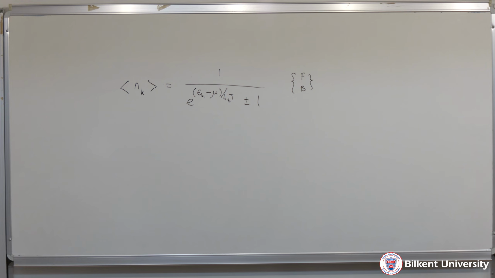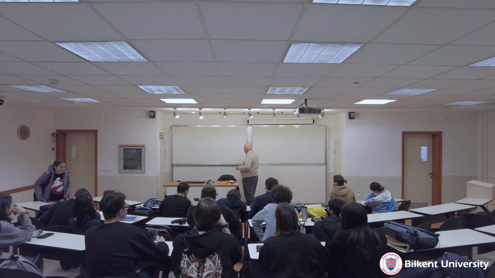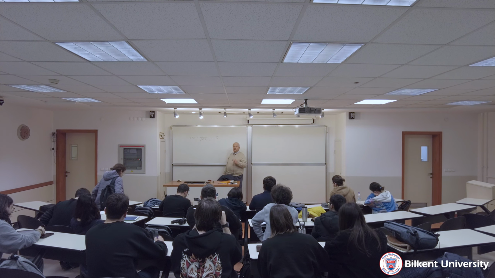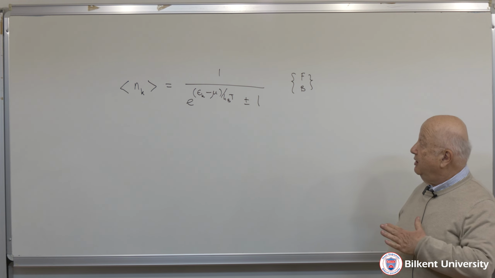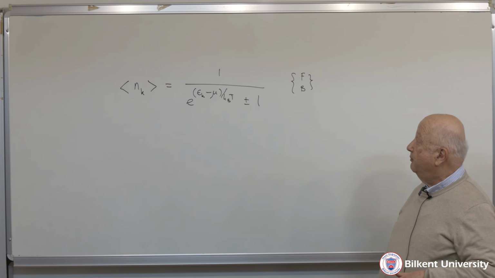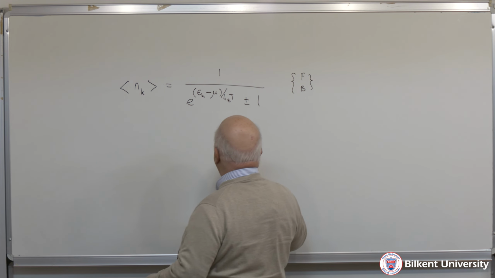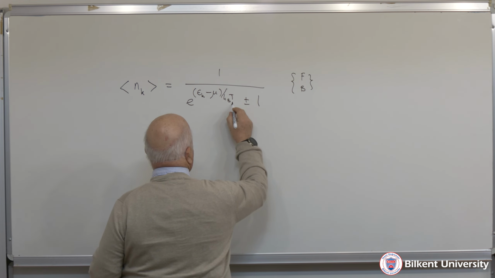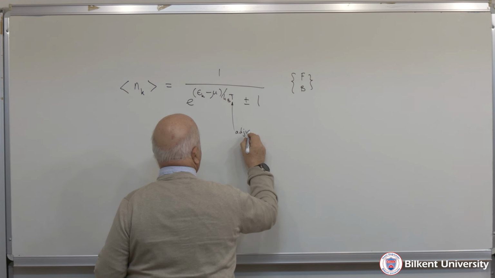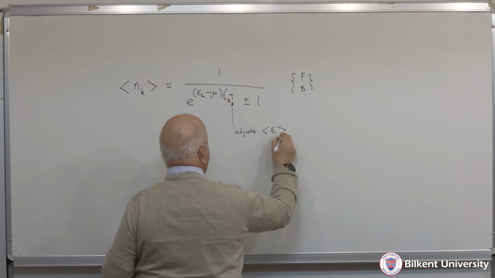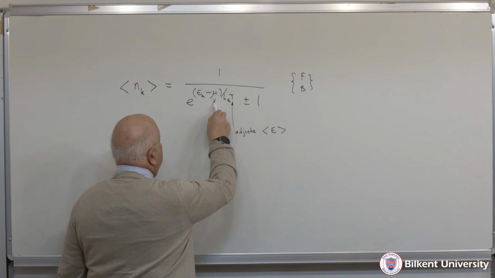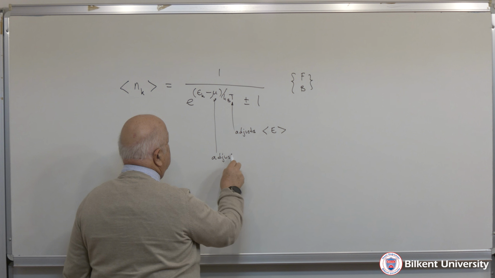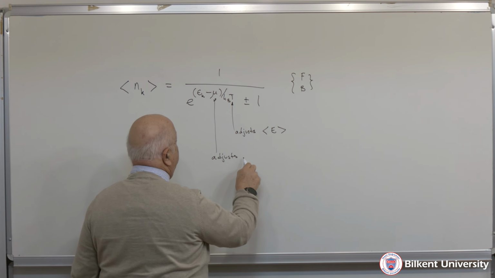Now, how did we arrive at this? Remember, we had two Lagrange multipliers. Those two Lagrange multipliers were used to adjust the average energy and the number of particles in the system. So the two Lagrange multipliers: this temperature T adjusts the average value of the energy of the system, and this mu adjusts the average number of particles.